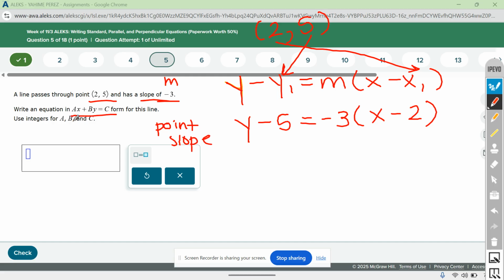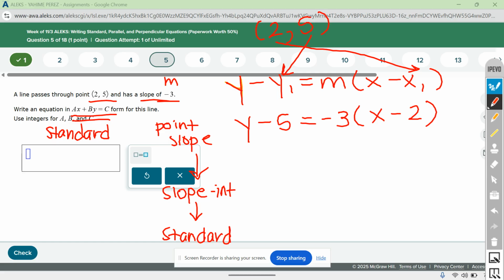But they are asking for standard form, which is when x and y are together. So we have to go from point slope to slope intercept to standard. Okay, and we have those 3 steps. We're going to distribute. We're going to get y alone.